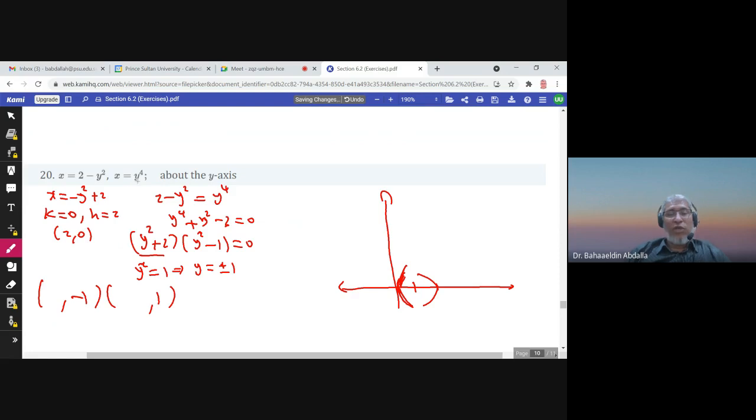If y is 1, x is 1. If y is negative 1, also x is 1. So 1 and 1. So here at negative 1 and at 1. So this is where they intersect.